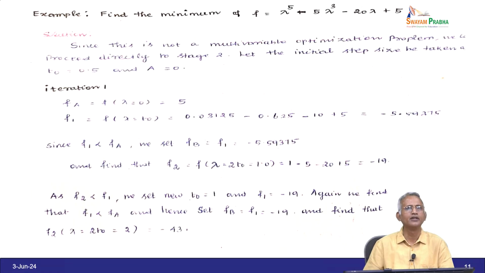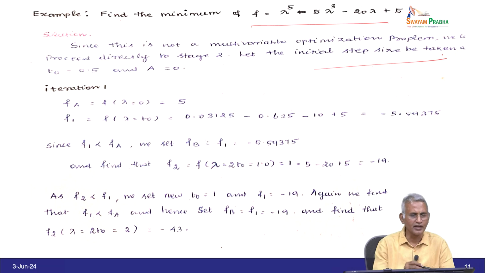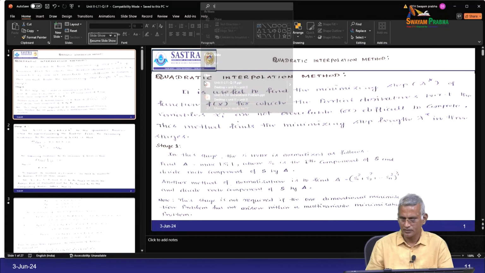Now, let us go with one example. Find the minimum of f equal to lambda power 5 minus 5 lambda cube minus 20 lambda plus 5. The solution is, this is not a multivariate optimization problem. We proceed directly to stage 2. Let the initial step size be taken as t naught equal to 0.5 and a equal to 0. So, fa equal to f of lambda equal to 0, substitute in this equation.